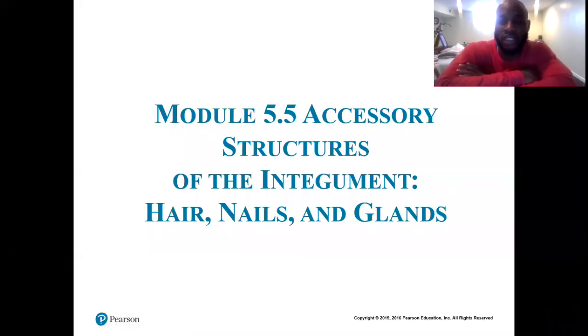Next, we want to discuss the accessory structures that are connected to your integumentary system: your hair, your nails, and your glands. I'm going to go through this a little quickly, just because these are not as important. The glands are kind of important, but the hair and the nails, not as much. So here we go.